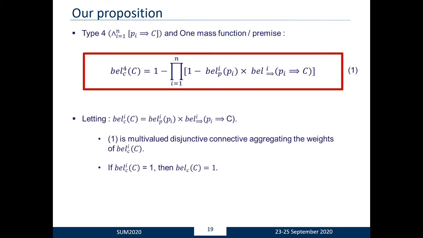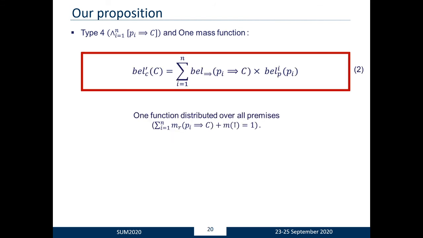To get our first formula, we use the type 4 with one mass function per premise, letting the belief of the eth conclusion be the product of the belief in the premise and the belief in its appropriate rule. We can say that this expression is a multi-evaluated disjunction. It's enough that the confidence in the conclusion supported by one premise is equal to 1 for the confidence in the whole conclusion to be equal to 1 as well.